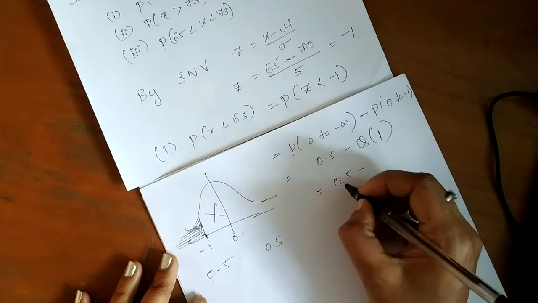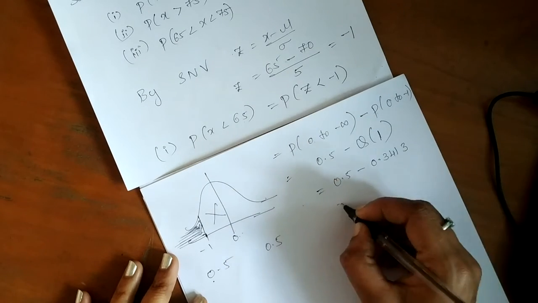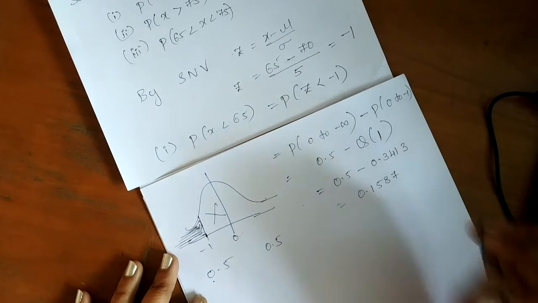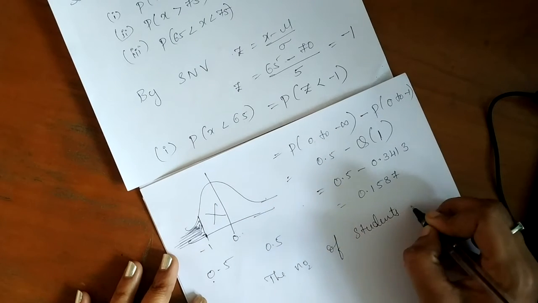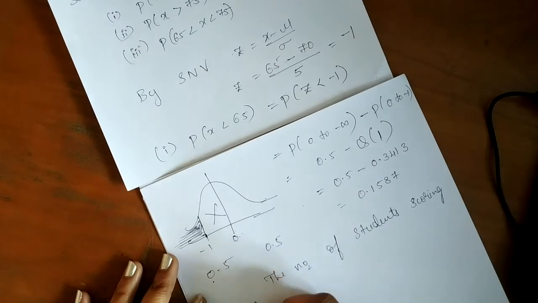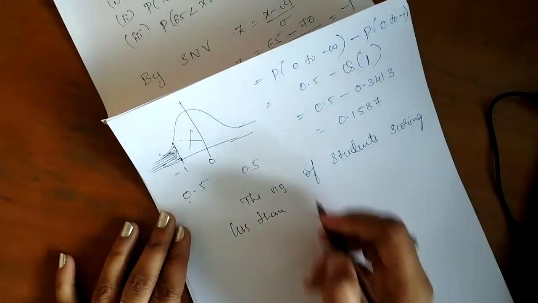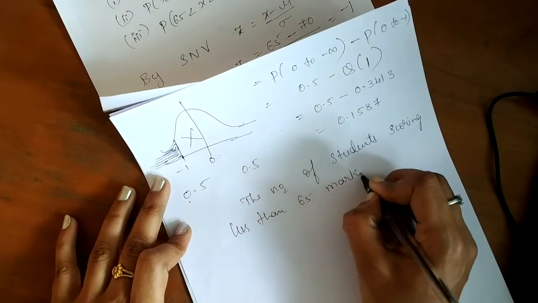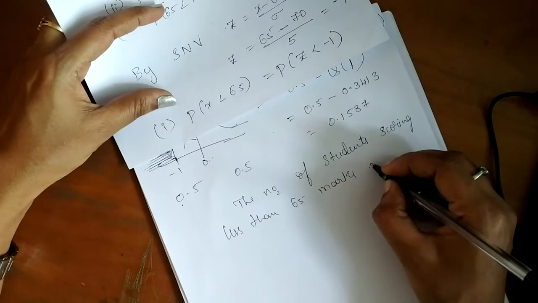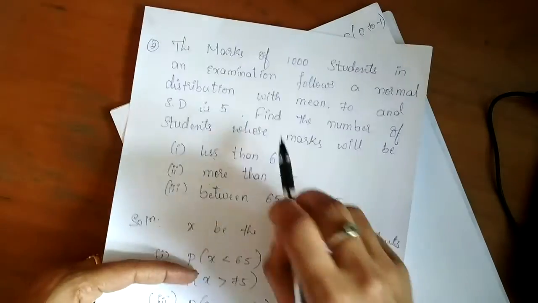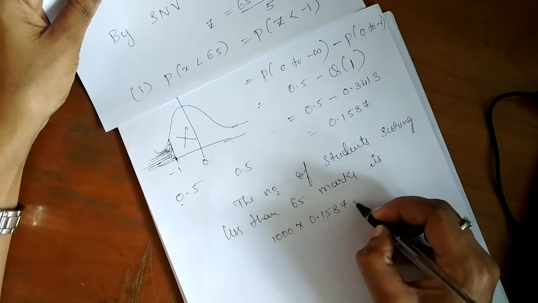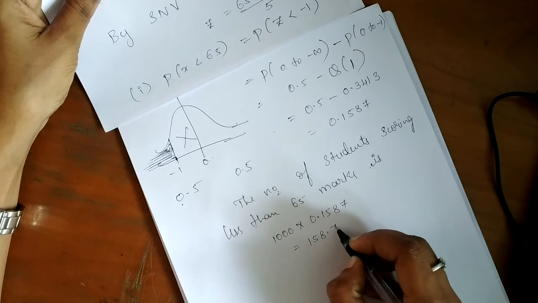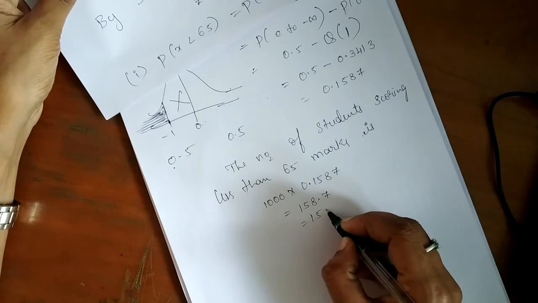What is Q of 1? Q of 1 is 0.3413. Now when you simplify this, you will get 0.1587. This means the number of students scoring less than 65 marks. It is asking less than 65, right? So the number of students scoring less than 65 marks: for 1000 students we are taking the sample. The sample is for 1000 students. So 1000 into this 0.1587 will give you 158.7. If you round it up, you will get 159.